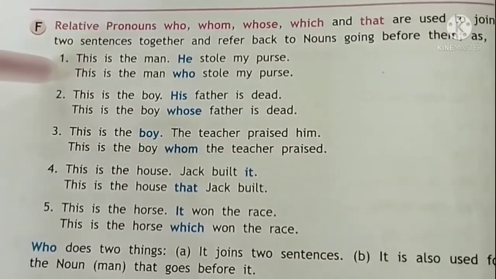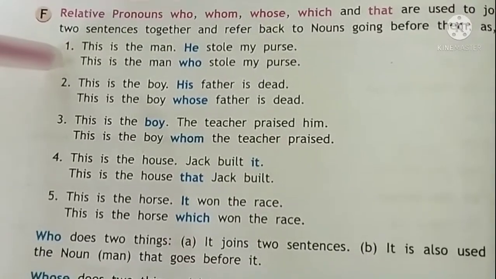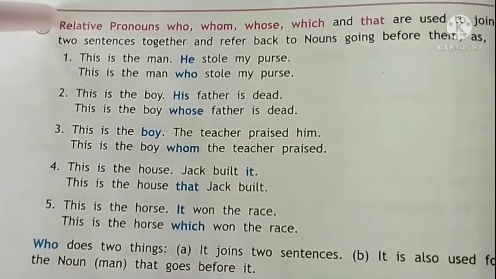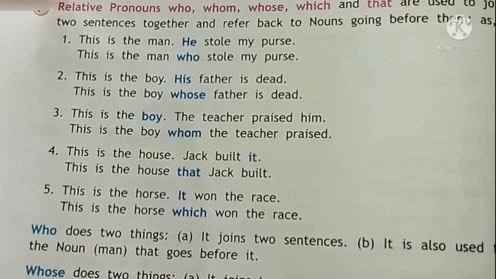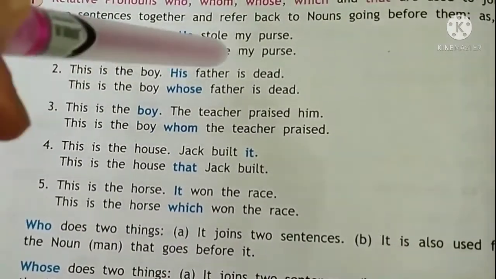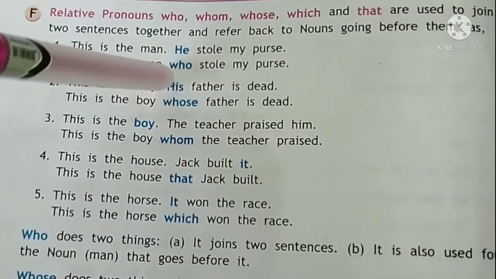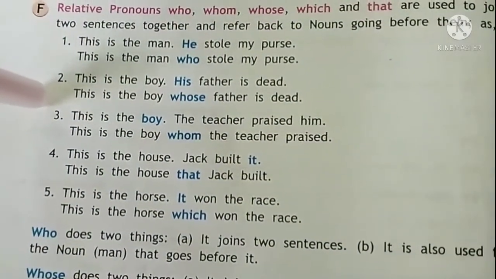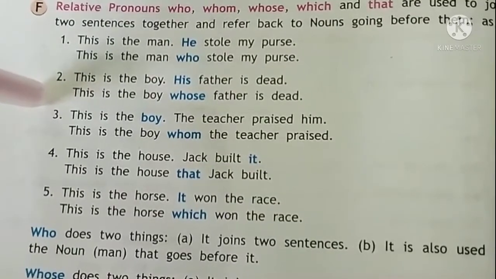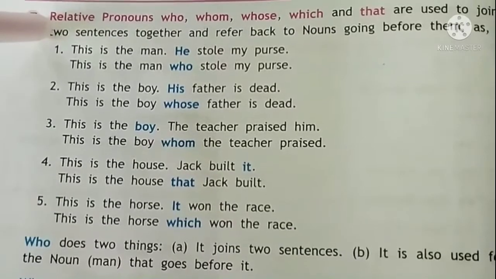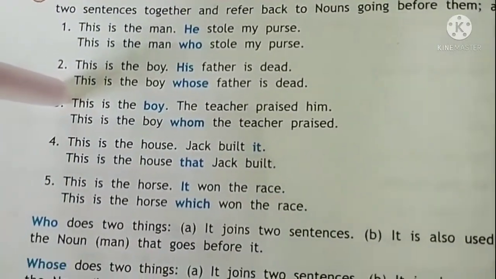Number one, this is the man. He stole my purse. When you change this sentence using a relative pronoun, you can write, without changing the meaning, this is the man who stole my purse. So what is the relative pronoun? It's who. Number two, this is the boy. His father is dead. So when you write it using the relative pronoun, it becomes, this is the boy whose father is dead.